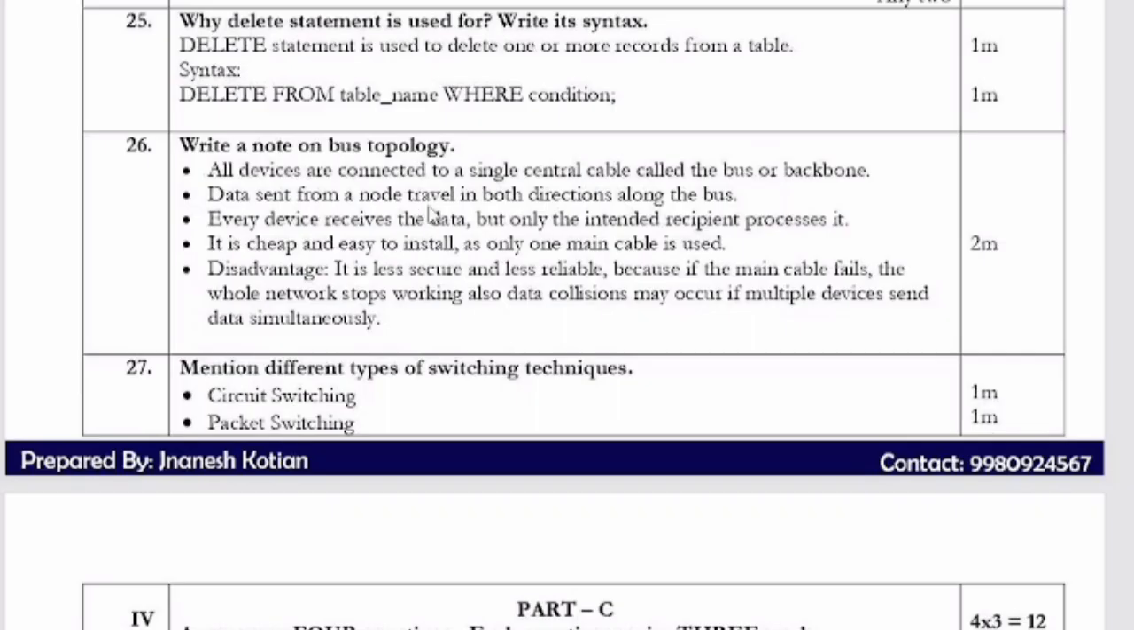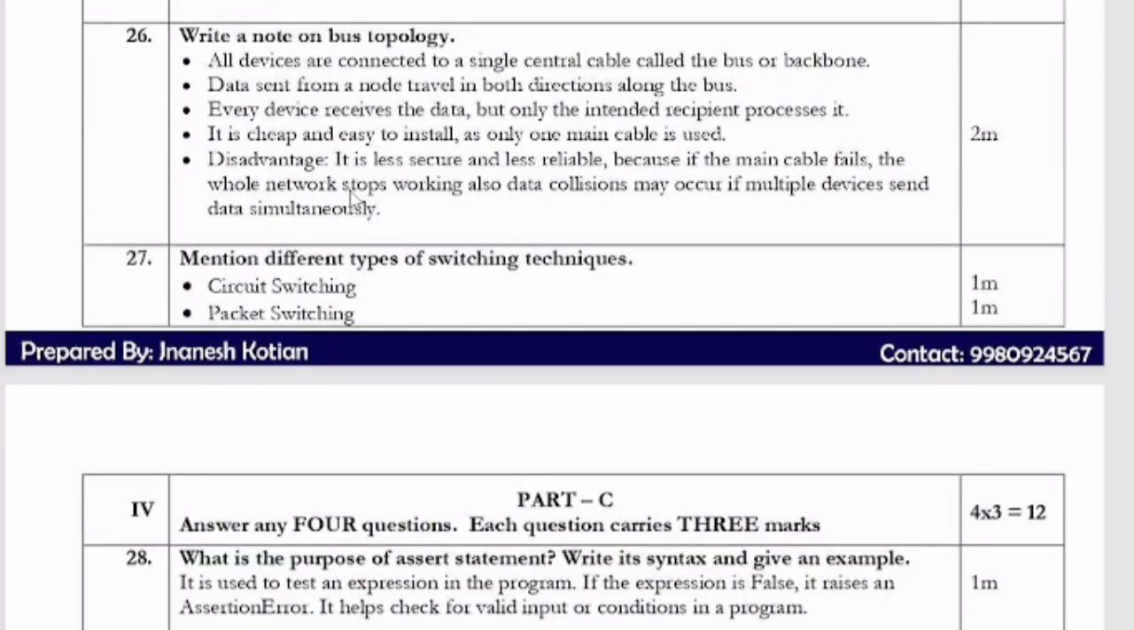26: write a note on bus topology. Dear students, please focus on all the topologies. We have studied so many topologies like star, mesh, linear, correct or not? Bus topology: all devices are connected to a single central cable called the bus or backbone. Data sent from a node travels in both directions along the bus. Every device receives the data, but only the intended recipient processes it. It is cheap and easy to install as only one main cable is used. Disadvantage: it is less secure and less reliable because if the main cable fails, the whole network stops.